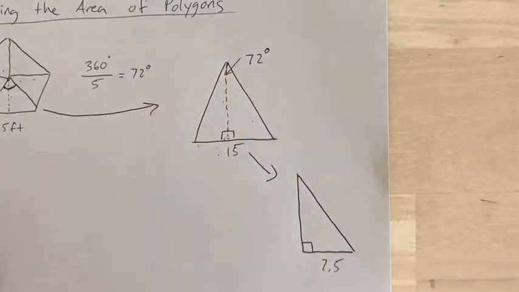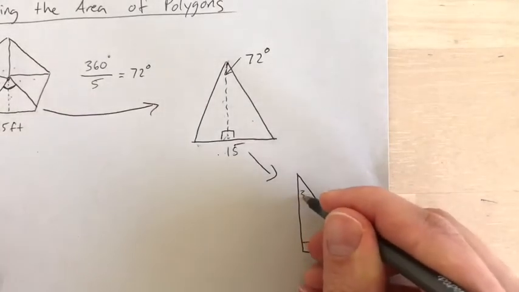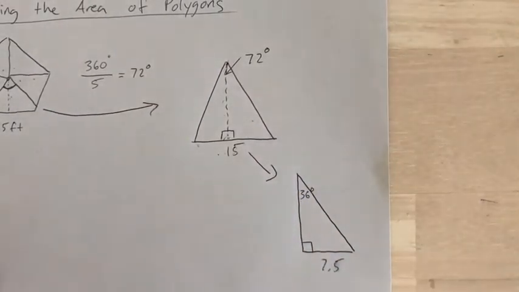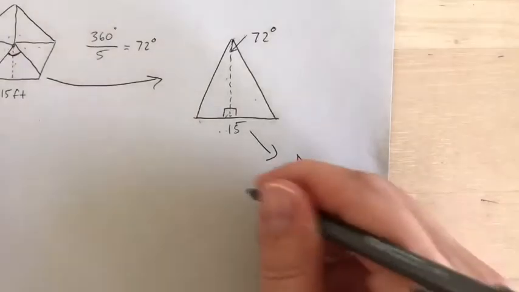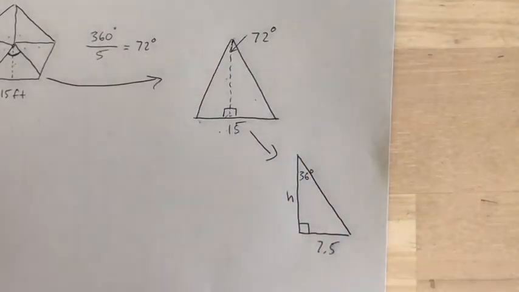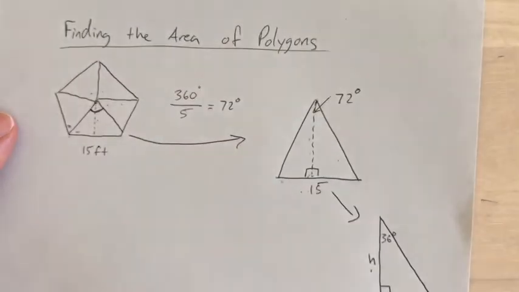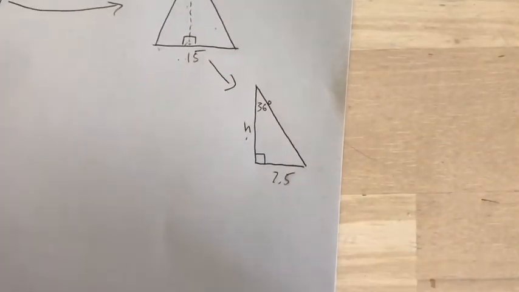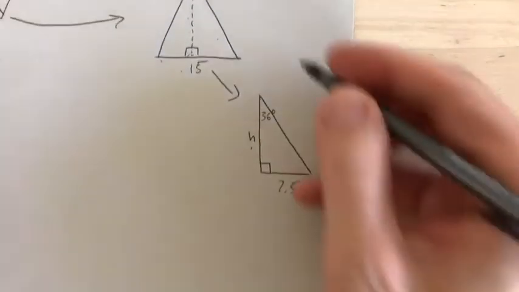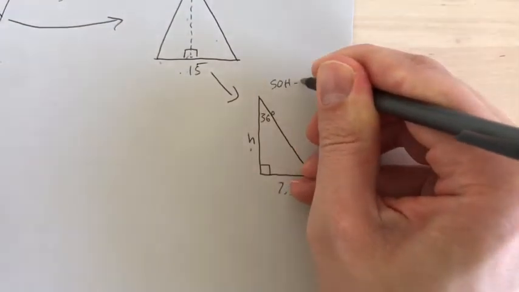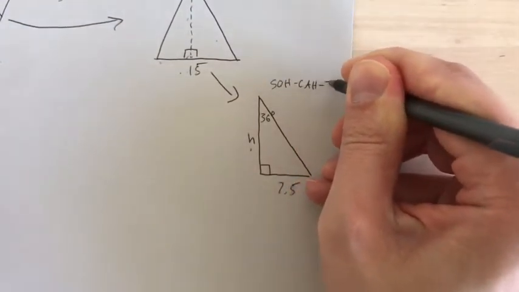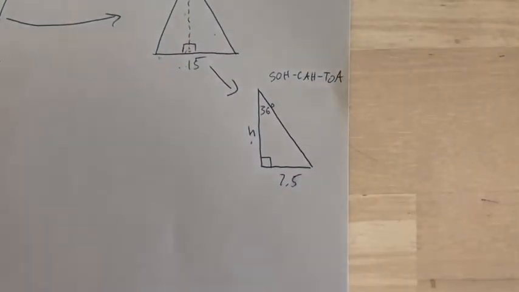And 72 split in half is going to give me 36 degrees up here. And what I really, really want to know is this height. Now, if I can figure out this height, that would help me then get the area of this triangle, and then again, make it so I could find the area of all the triangles, and therefore the area of the polygon. So, in order to do that, think back to trig for a second, aka your SOHCAHTOAs. I think we have enough information to figure out what the height is.